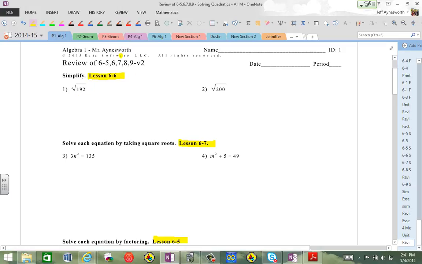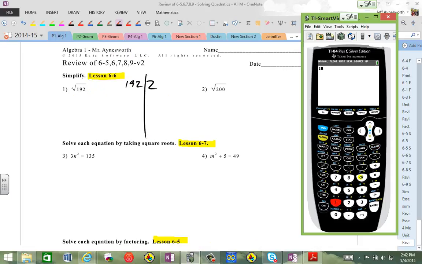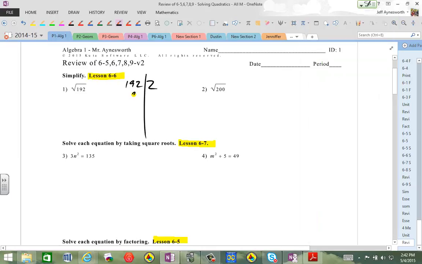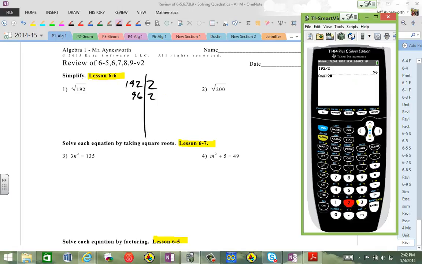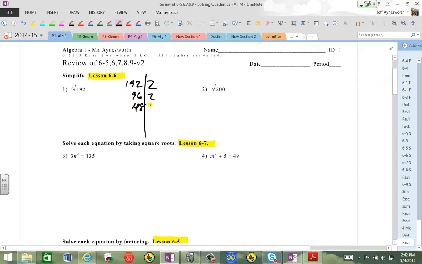Here we go. First thing we're going to do is go to square roots. We're going to simplify them, but you need to factor the number first. So we're going to take 192 and start factoring it by dividing by 2. Use your calculator, enter in 192, divide 2, and let's work out the factors. 96. 96 divided by 2 is 48, right? 48. So you just keep on dividing by 2. 24 divided by 2 is 12, divided by 2 is 6, divided by 2 is 3, divided by 3 is 1. So you're done.